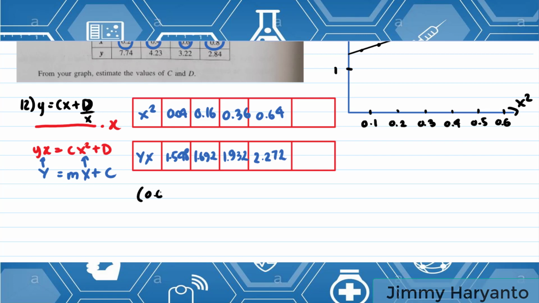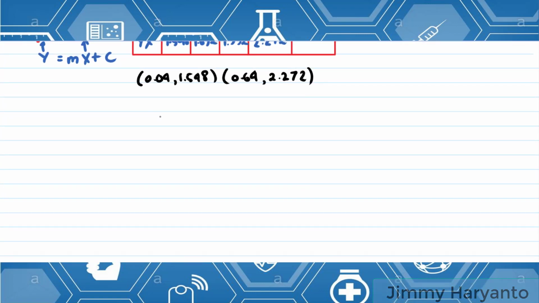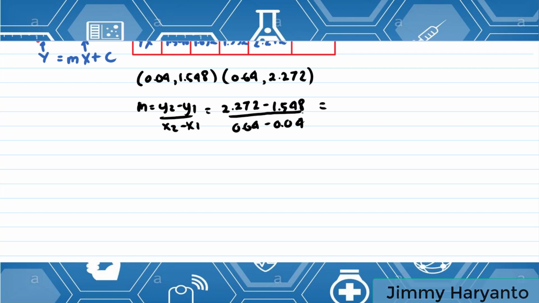I will use the first point 0.04, 1.548, and then the last point 0.64, 2.272. The gradient will be m equals y2 minus y1 over x2 minus x1. y2 2.272 minus y1 1.548 over 0.64 minus 0.04. The result is 1.21.